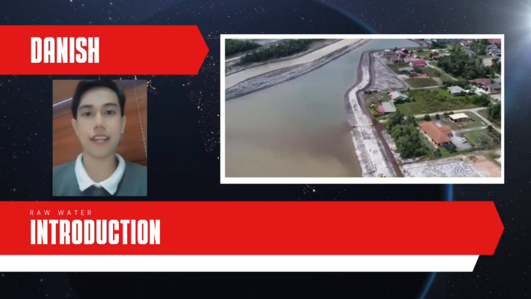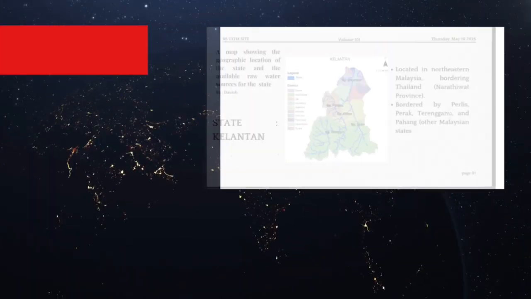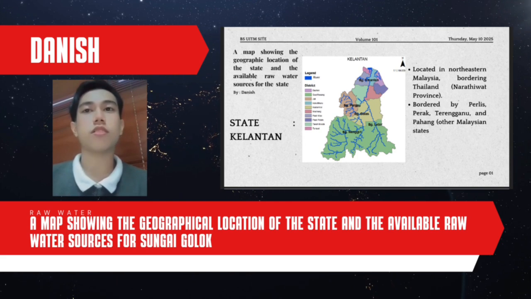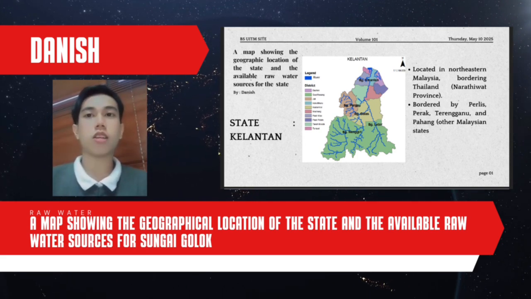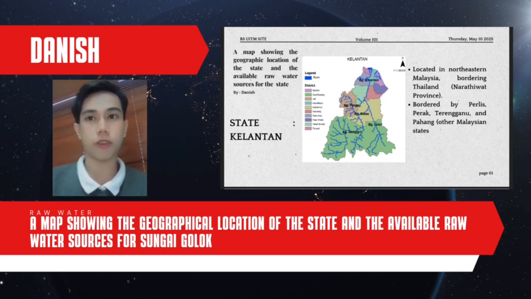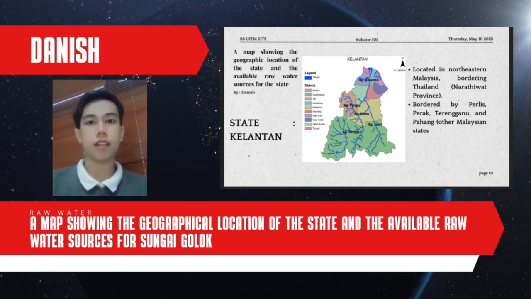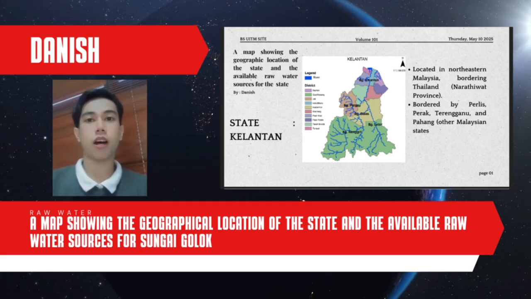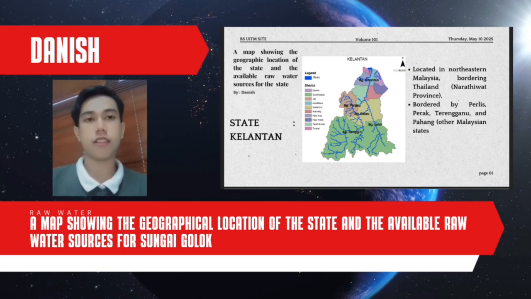Today our group is going to do a presentation on how the water treatment process is carried out in one of the states in Malaysia. The state that we chose is Kelantan. It is located in northeastern Malaysia, bordering Thailand's Narathiwat province, and bordered by Perlis, Perak, Terengganu, and Pahang, which are other Malaysian states.